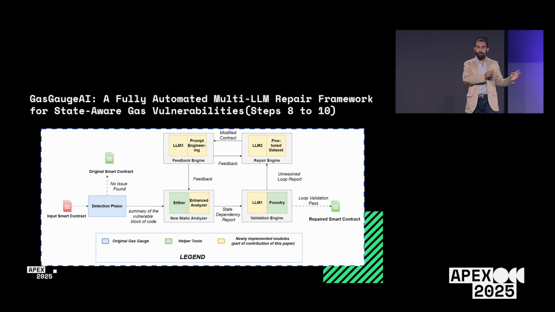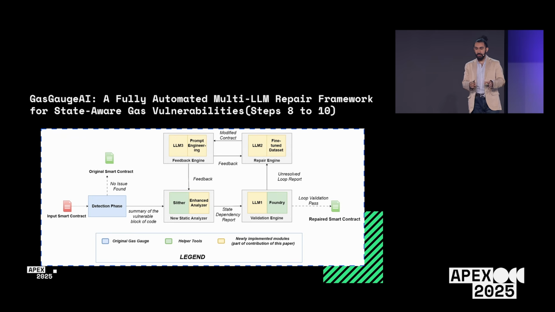This one takes the output of GasGauge, again, and passes it to another static analyzer. The static analyzer finds the state variables that affect the loop, and then finds the functions that write to those state variables. Then it passes it to the first LLM, which writes test cases for our fuzzer. In this case, we chose Foundry because it's super fast and super efficient. The first LLM's task is to write test cases that test whether there is a function that can reduce the number of iterations in that loop.